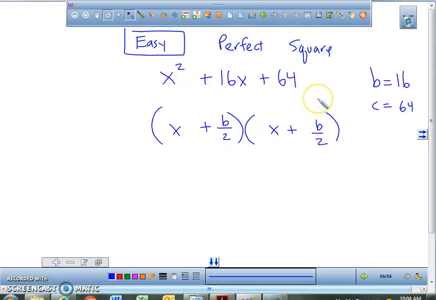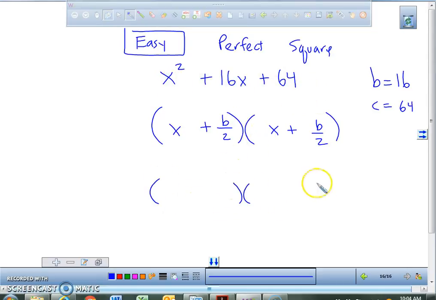A lot of students get here, but they don't know how to move on from this. And what I'm trying to show you guys is a pattern: how do you go from x squared plus 16x plus 64 to its factors? You always take the b value and divide it by 2, or take half of it. Well, what is half of our b value? 8. So that just becomes x plus 8, x plus 8, which becomes x plus 8 squared.